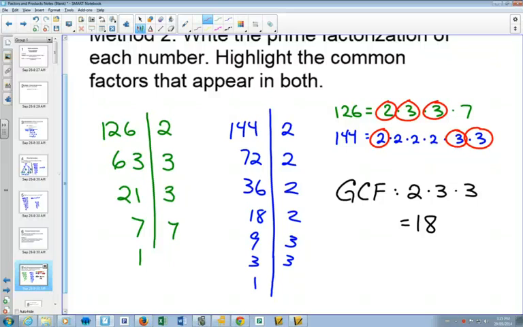With smaller numbers, this isn't the fastest technique, because if I told you 35 and 20, you would say, well, the biggest number that divides both of those is 5, and you could just see it right away. But with bigger numbers like this, this does provide a nice method to figure it out.